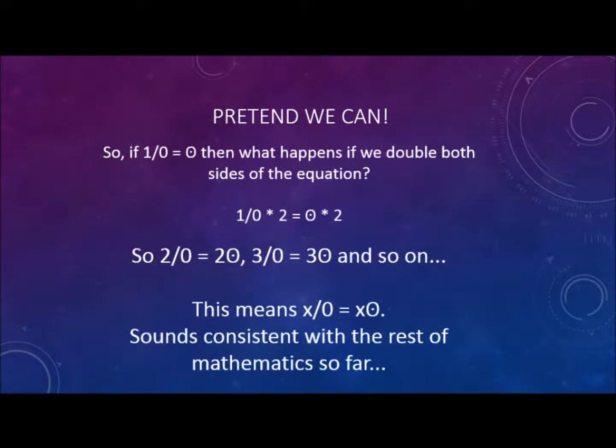Okay, so if 1 over 0 equals og, then what happens if we double both sides of the equation? Well, 1 over 0 times 2 is equal to og times 2. So 2 over 0 equals 2 og. 3 over 0 equals 3 og, and so on. This means that x over 0 is equal to x og. Sounds consistent with the rest of mathematics so far.